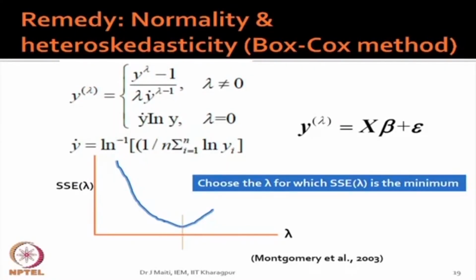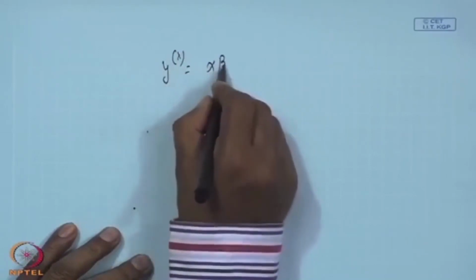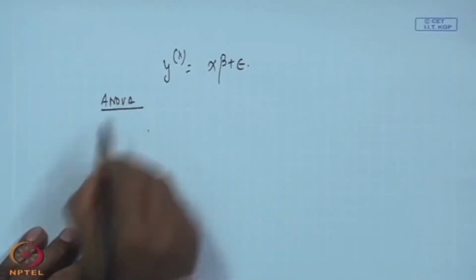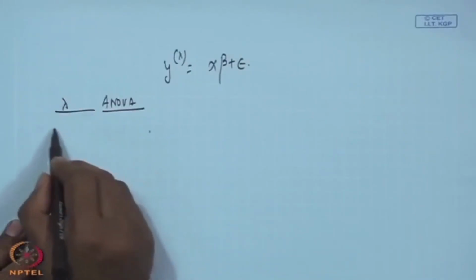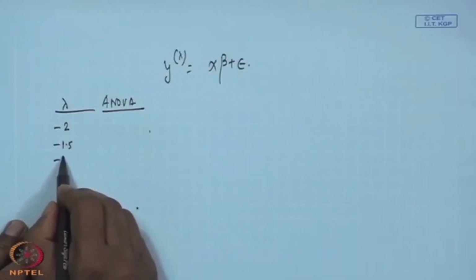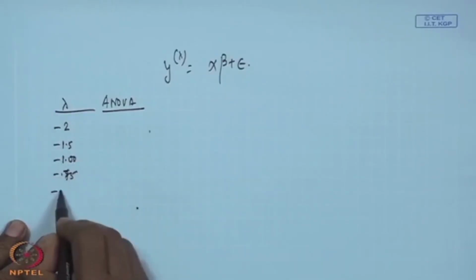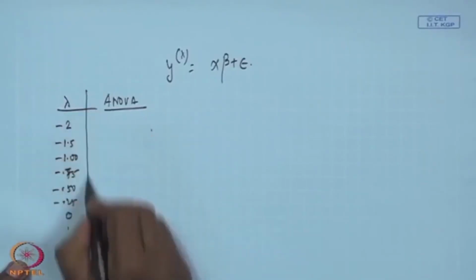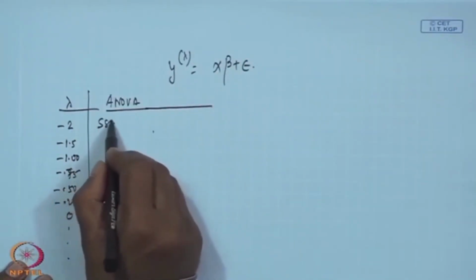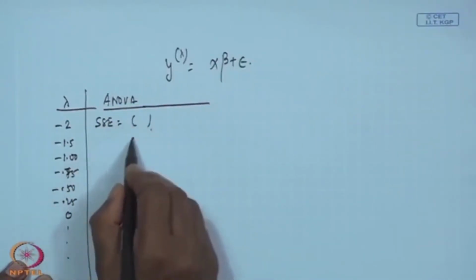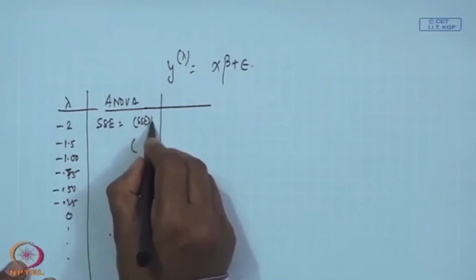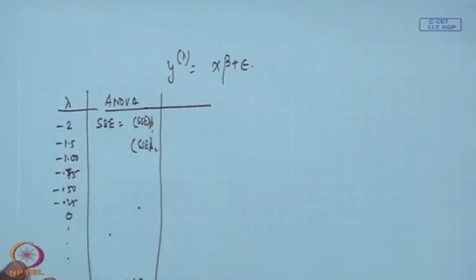Then you fit your regression equation like this: y lambda equal to x beta plus epsilon, and you will get an ANOVA table for every case. Suppose I write lambda values like this: minus 2, minus 1.5, minus 1, minus 0.75, minus 0.5, 0, and positive up to maybe plus 2. Then in your ANOVA table, one component is SSE. Find out the SSE value for each; I can say SSE lambda 1, SSE lambda 2, like this up to SSE lambda k.